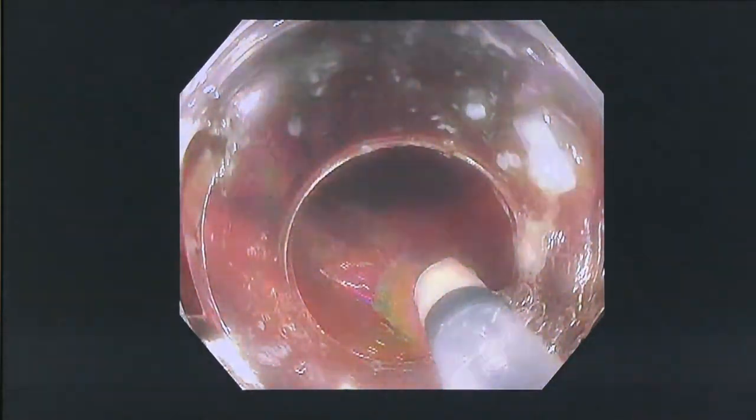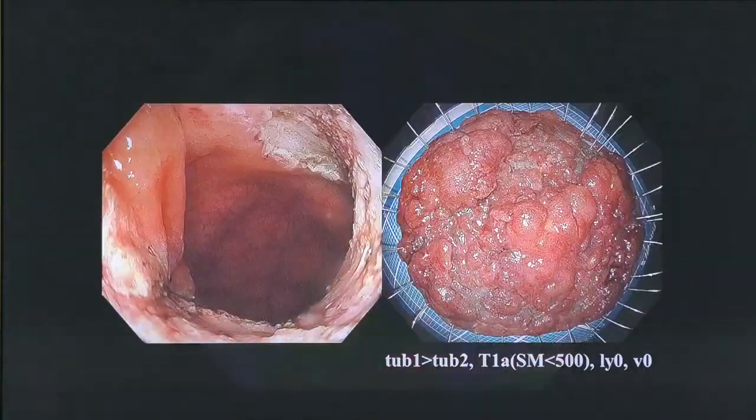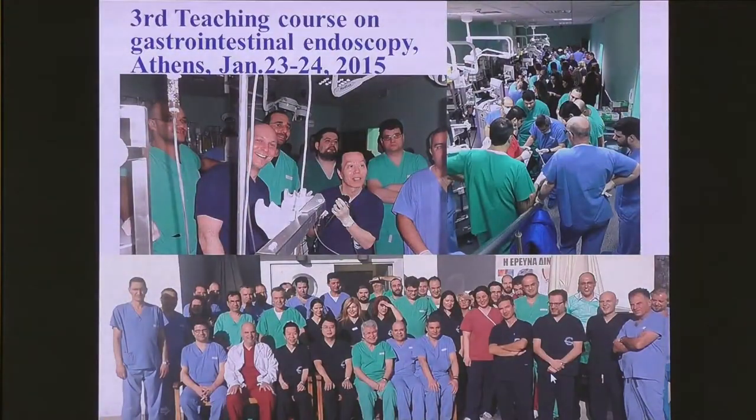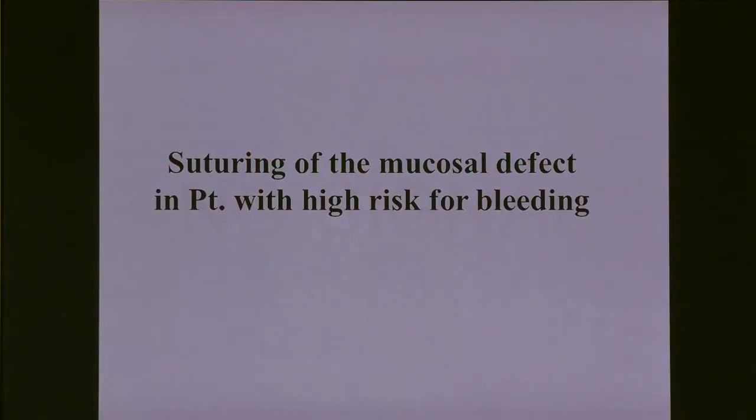The good part of the pocket creation method is that the specimen, the lesion, is very stable and you can keep good visualization of the submucosal layer. This is the mucosal defect after the treatment and this is the specimen. It was slightly invading the submucosal layer. At the end of my lecture, I'll talk a little about the suturing of the mucosal defect in patients with high risk for bleeding.